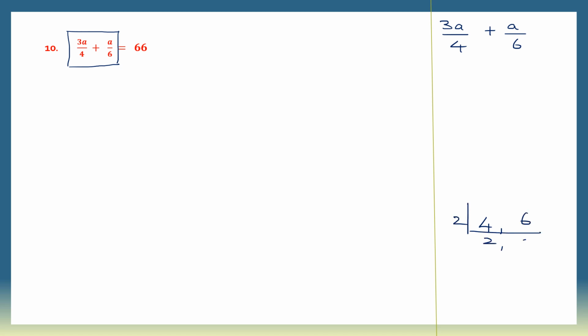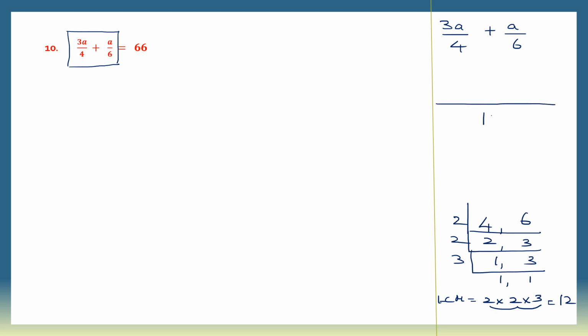2 2s are 4, 2 3s are 6. We'll continue with 2, 1 and 3. Now we'll go on to 3, 1 and 1. So the LCM will be 2 into 2 into 3. 2 2s are 4, 4 3s are 12. So the LCM here is 12, which we're going to use as the common denominator.